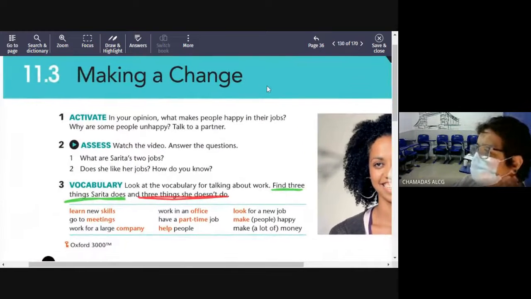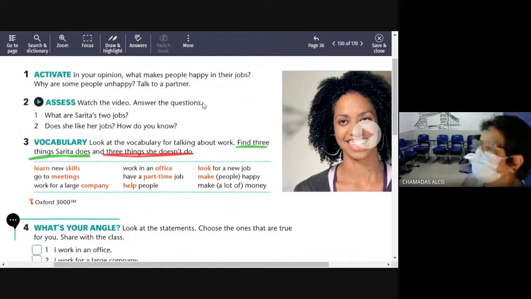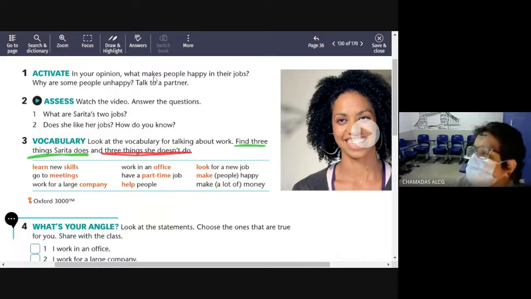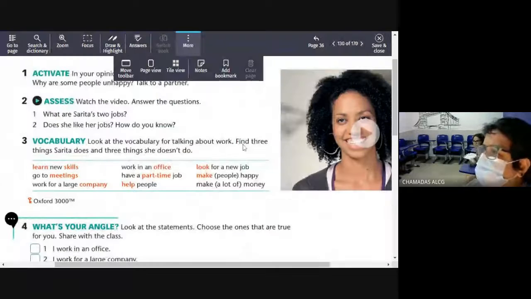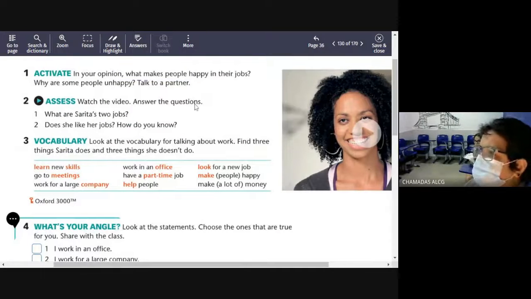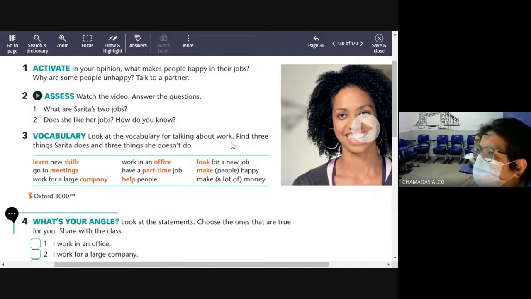So this page will start a new phase of the lesson. This is 11.1, making a change. All right. So let's take a look here. In your opinion, what makes people happy in their jobs? What do you think?